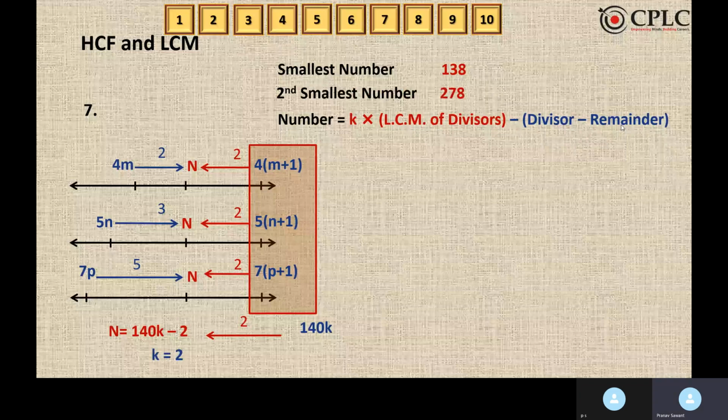Second smallest will be, I'll simply substitute the value of k as 2. So it is going to give me 278. So option 3, 278 is the answer.